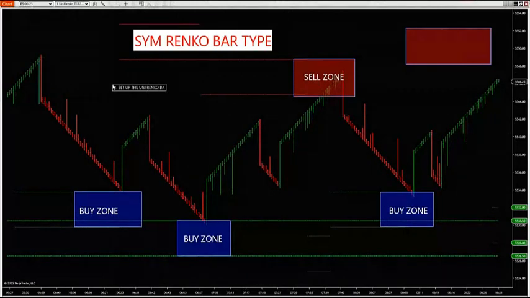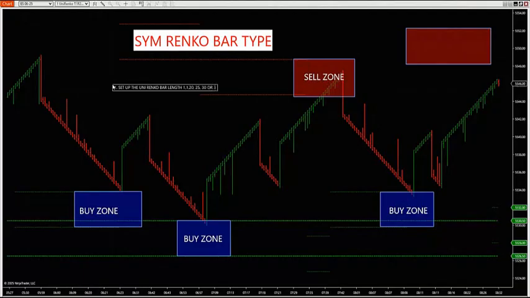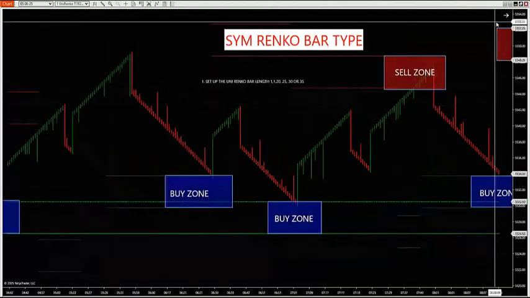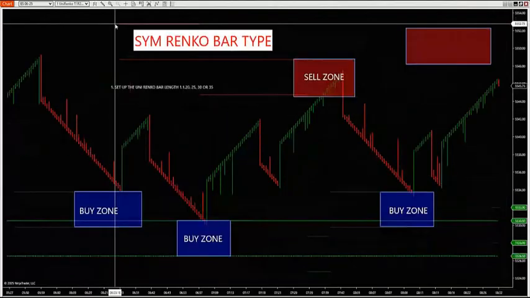Renko bar length. Sorry. 120, 25, 30, or 35. You can even go lower if you want. You can go down to 115, 120. What that's going to create, these V tops and V bottoms.